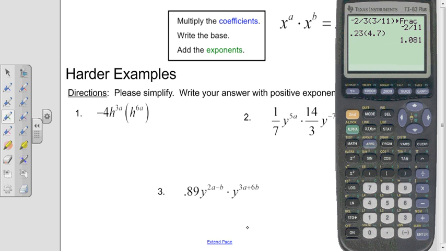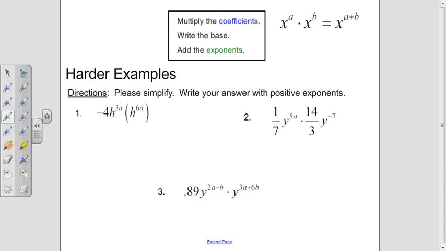So welcome to the harder examples if you've just scrolled here. I'm going to move through these, again, looking at the property that we talked about on the first slide, which says if you're multiplying variables of the same base, you take the exponents and you add them together. So the mind map I use here is: multiply the coefficients, write the base, and add the exponents.